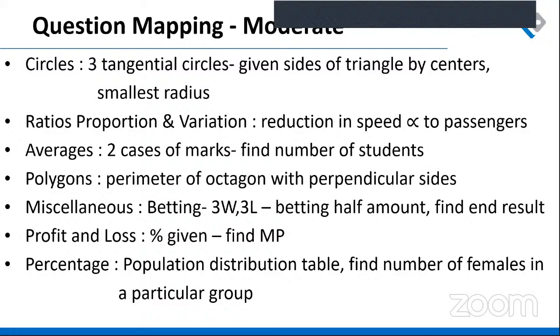A question on percentages, a table is given. This is again an easy question. You should not have thought of this as a difficult question because there is a table. Population distribution table is given, and you have to find the number of females in a particular age group. So this was not difficult, but just because of the table part, something is tabulated and then there's data you have to read. So maybe that is why I'm upgrading it to moderate from easy question. So that was the moderate questions.